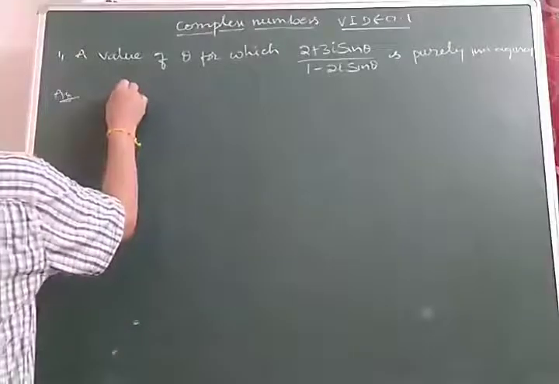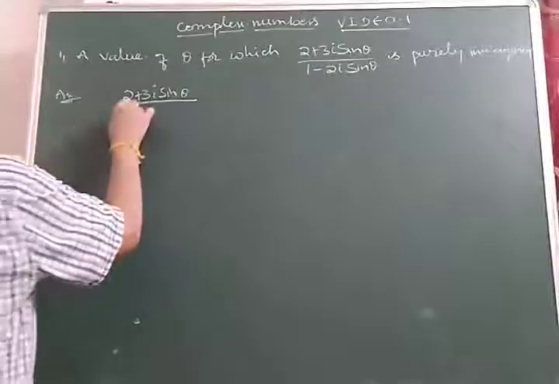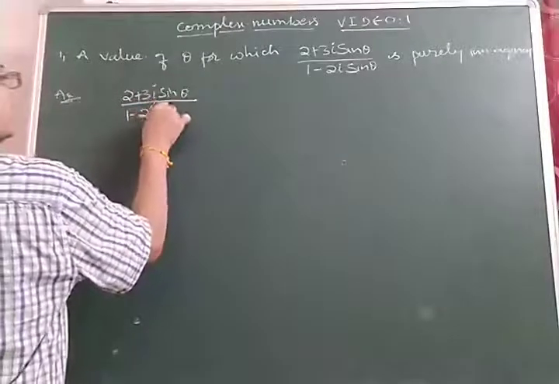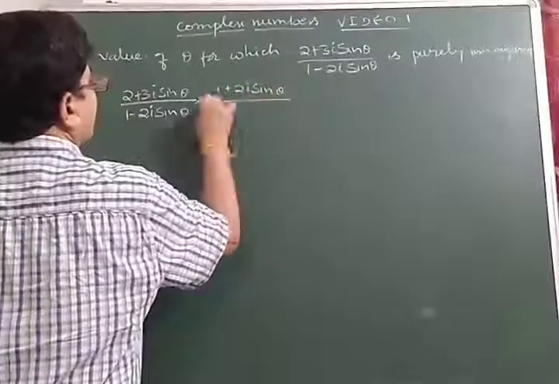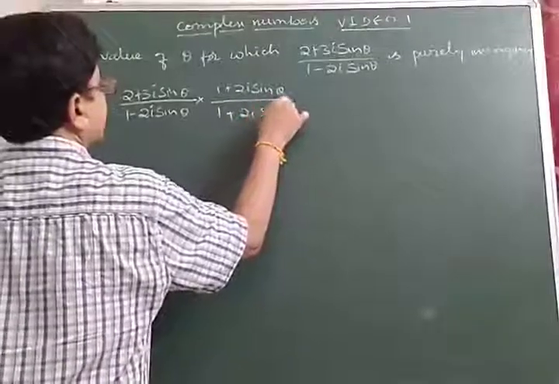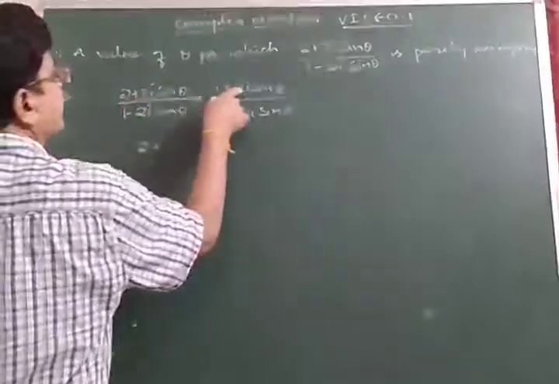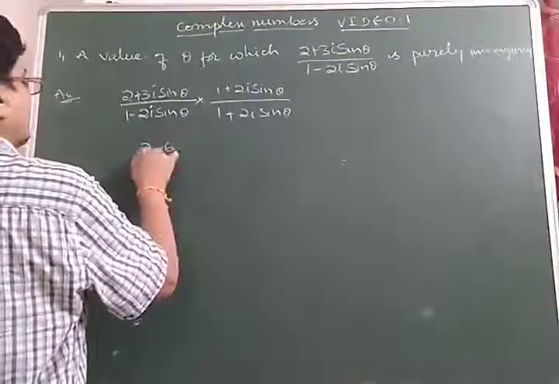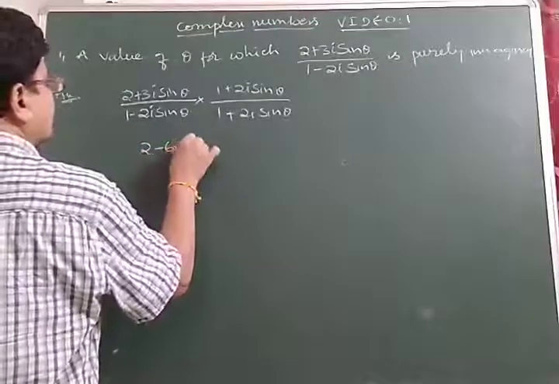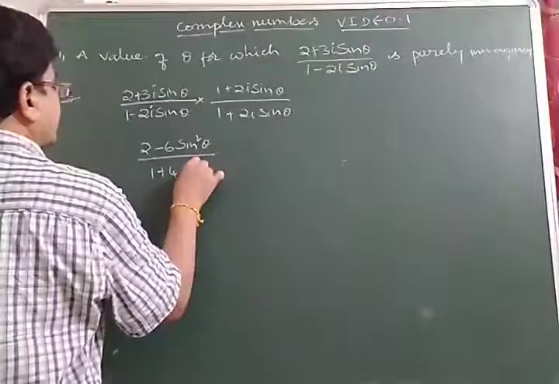So 2 plus 3i sin theta by 1 minus 2i sin theta. Rationalizing the denominator by multiplying and dividing by 1 plus 2i sin theta. Here, 1 into 2 is 2, plus 3i into 2i is 6i squared, which means minus 6 sin square theta, by 1 plus 4 sin square theta.